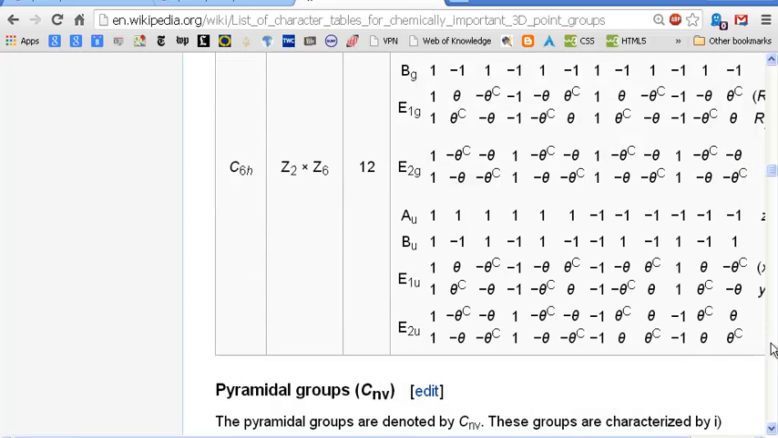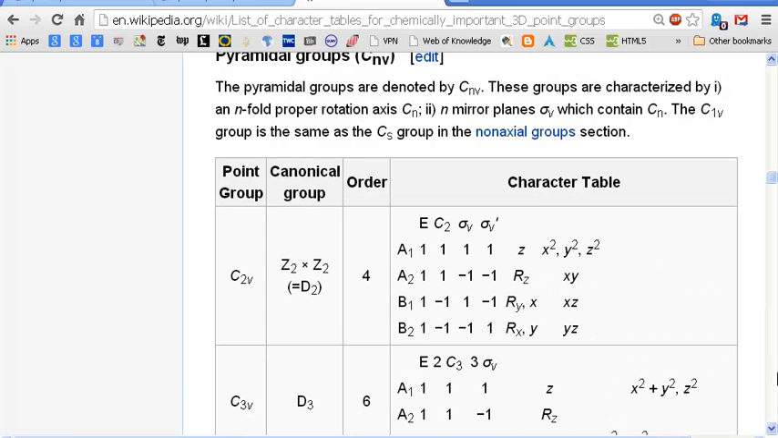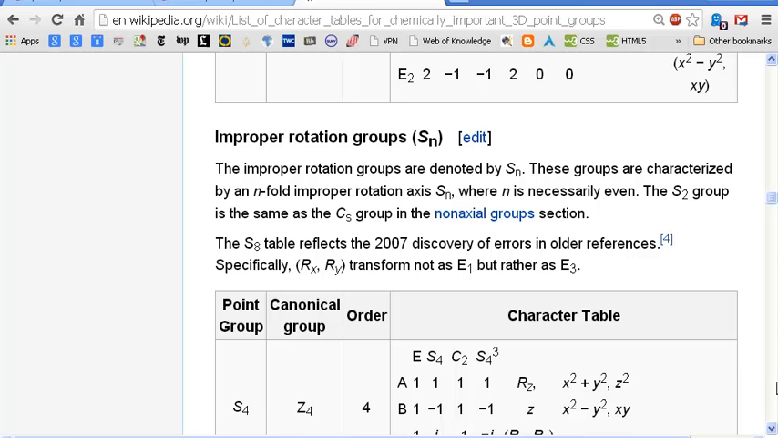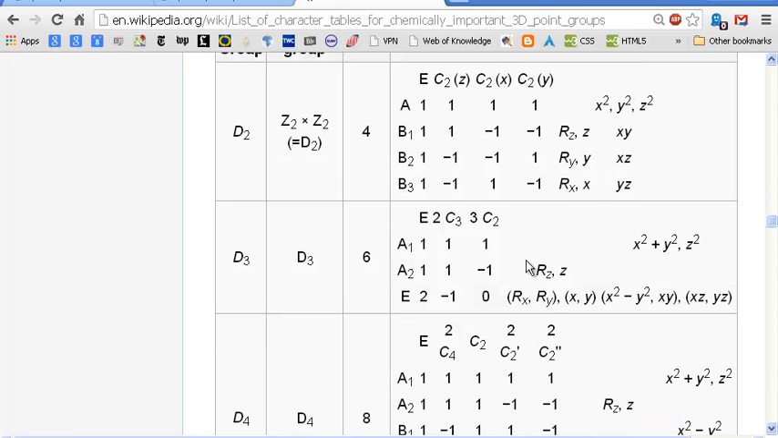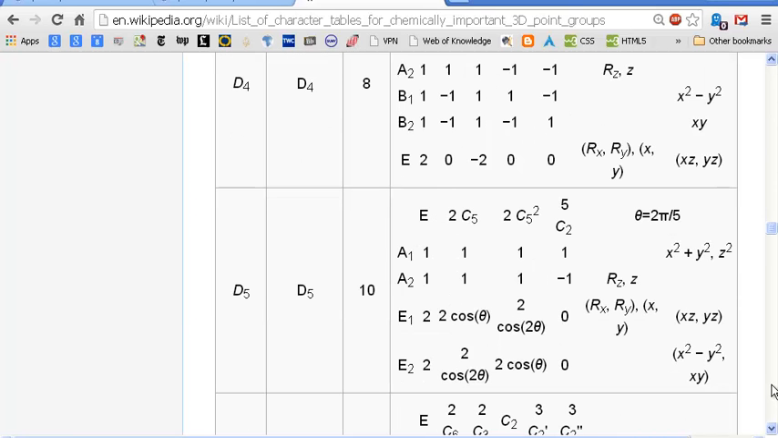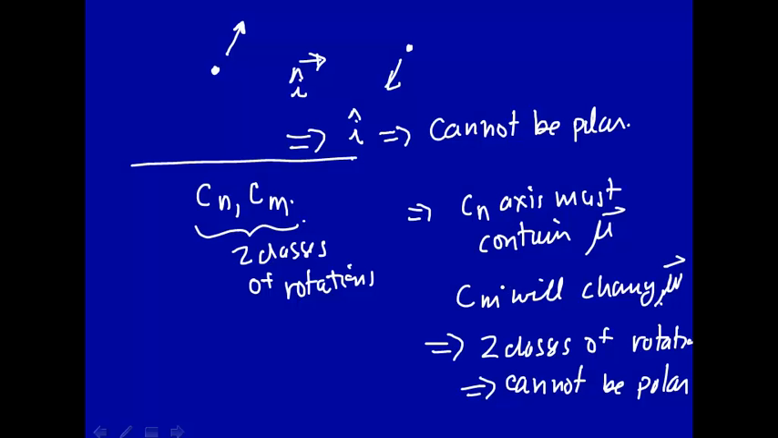If we go down here to the D groups, for example, D2, D3, D4 all have two classes of rotation. That's one of the characteristics of the D group. And so, therefore, any molecule belonging to D symmetry, D, Dnh, D anything, cannot be polar.